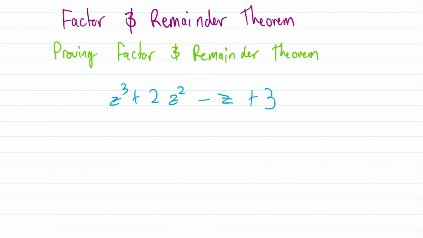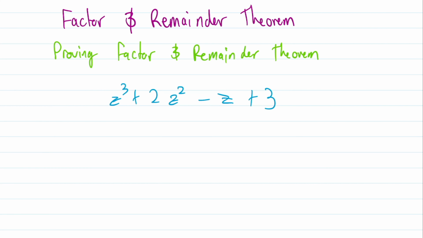So just like how with real numbers I can factorize quadratics and cubics, I need to be able to do the same thing with my complex numbers. Now the process for factorizing a complex cubic is very similar to factorizing a normal real cubic, something with x's in it. The way we do both real or complex is by using our factor and remainder theorem.